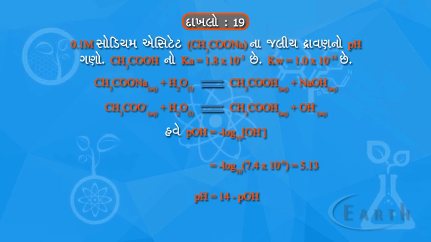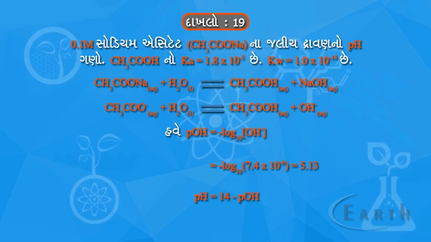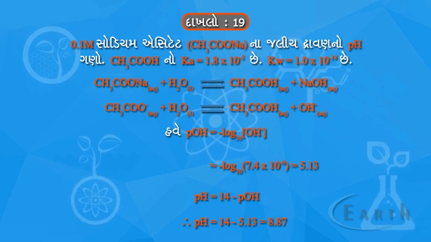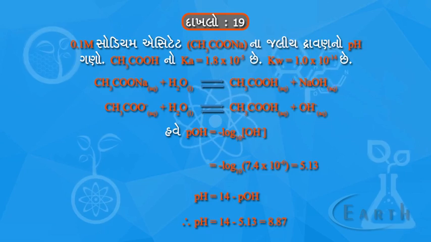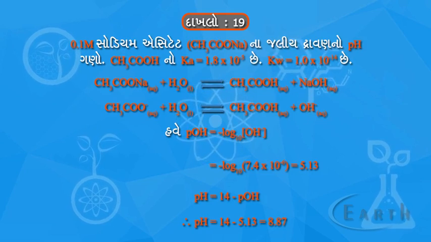pH = 14 - pOH. માટે pH = 14 - 5.13 = 8.87.